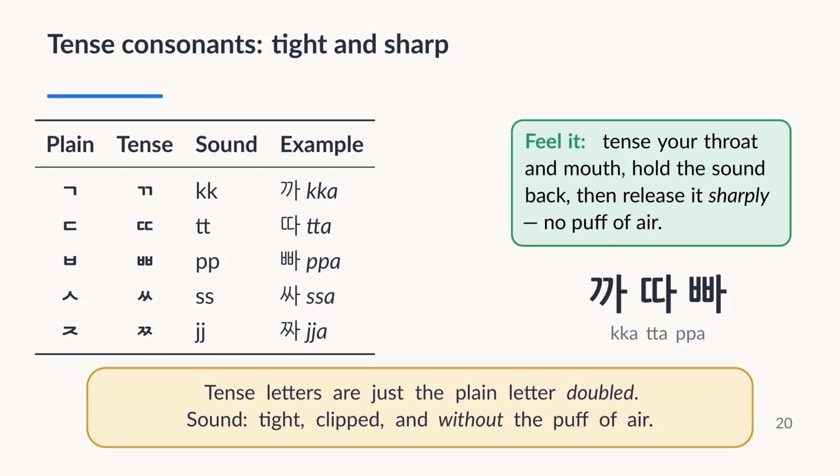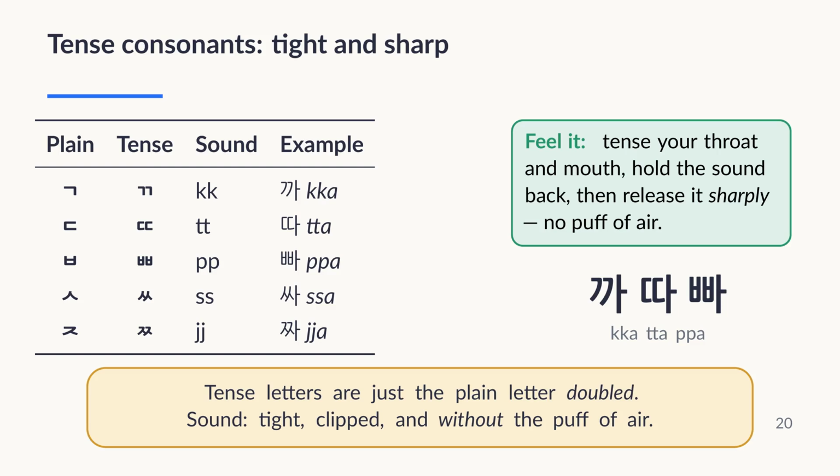The last consonant family is the tense consonants, and once again the shapes tell the story. Each tense consonant is simply the plain letter written twice, doubled up side by side. There are 5 of them. The double G is KK, as in the example KKA. The double D is TT, as in TTA. The double B is PP, as in PPA. The doubled S is SS, as in SSA. And the double J is JJ, as in JJA.